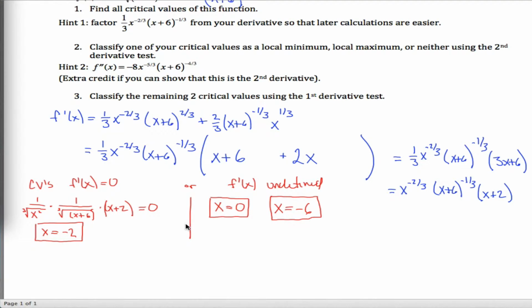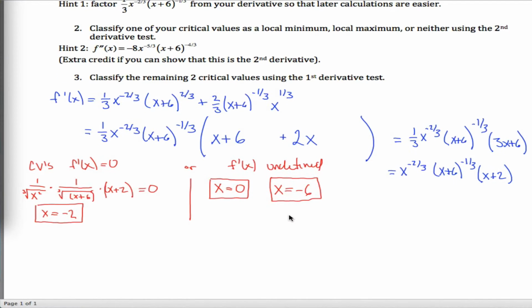All that to finish part 1. Fortunately, I think 2 and 3 will go a little bit quicker once we have those answers. 2 says, classify one of your critical values as a local max, local min, or neither, using the second derivative test. Hint, this is the second derivative right here.